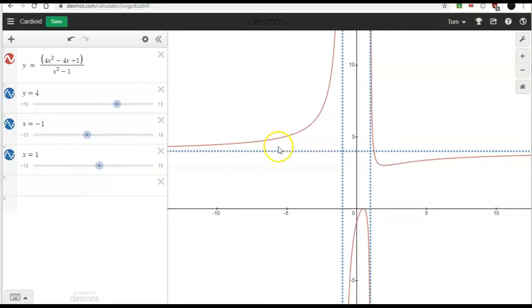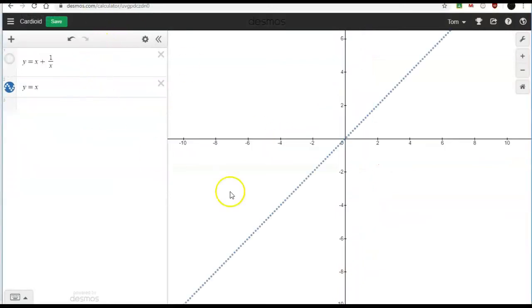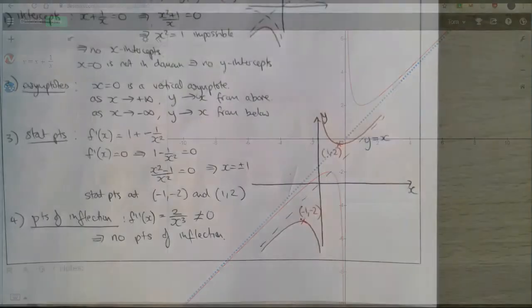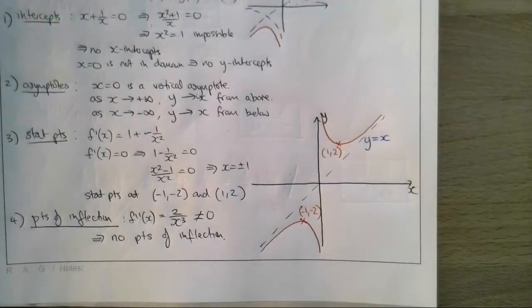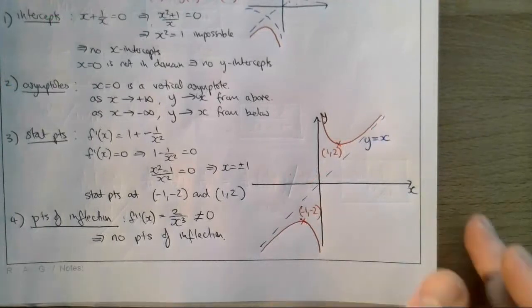And if I just go back to Desmos quickly, I draw on the line y equals x, and then I add in the function we're talking about. I can see it's pretty close. So yeah, Desmos is your friend. Use it regularly when trying all these questions.